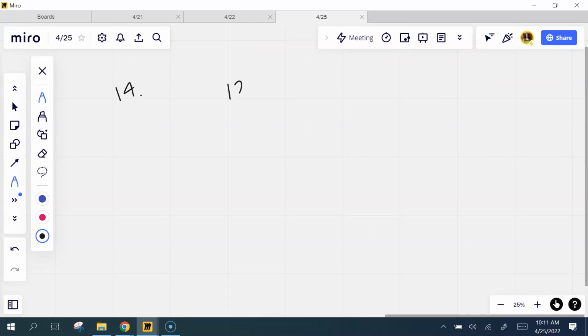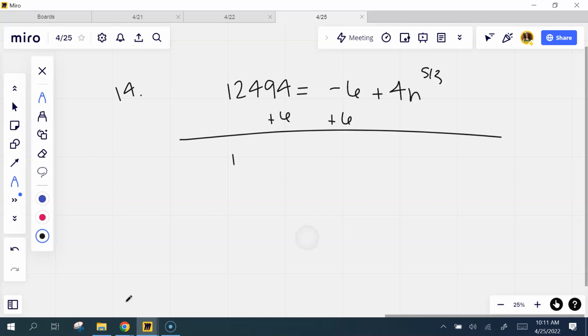14. 1, 2, 4, 9, 4 equals negative 6, 4 into the 5. What do I do first? What do I need to get rid of first? The 6, so I add that to both sides. So I get 1, 2, 5, 0, 0. Now what? Divide by 4.